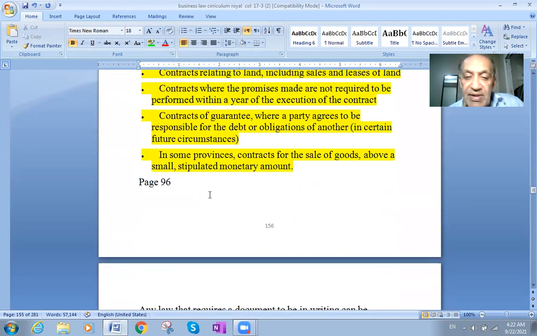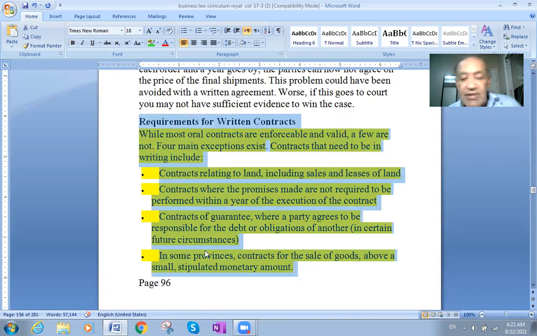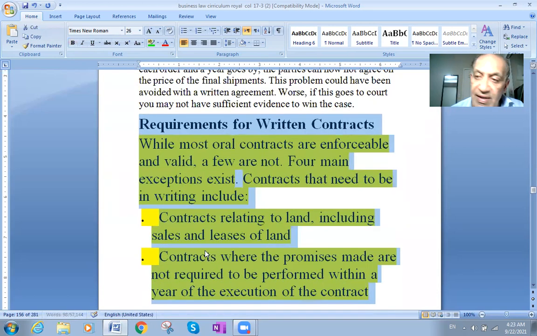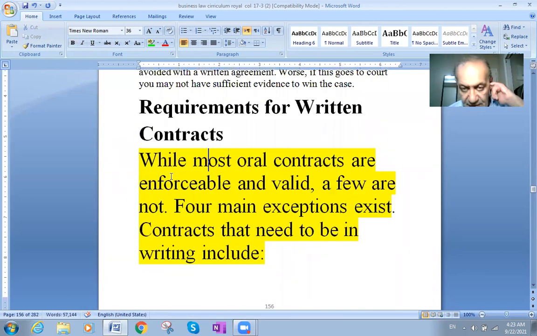We talked before about the explicit and implied terms. Are there any requirements for written contracts? Yes. While most oral contracts are enforceable and valid, it's preferred that any contract must be written, not only verbal. Verbal contracts exist, but they don't have the force and the evidence that a written one has.